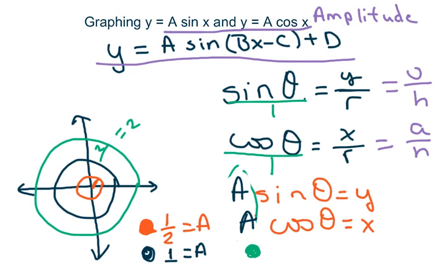Let me draw it closer. The black circle has radius 1, and the red one, I'll try to squeeze it in here, has radius 1/2. That's your radius. So the green one is r equals 2, which equals your amplitude. Okay, we're going to graph these quickly.